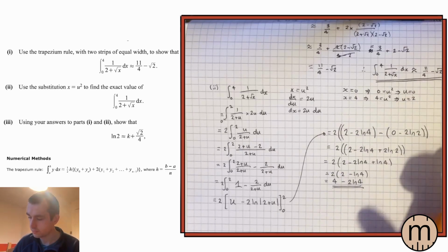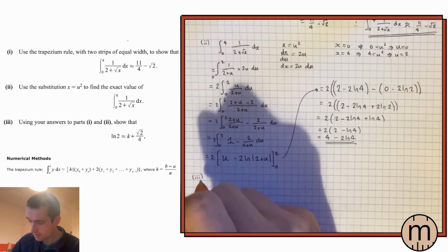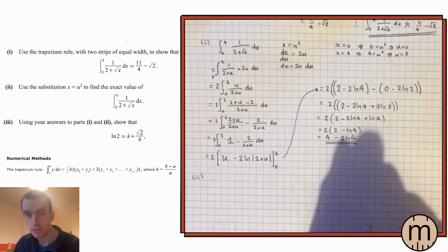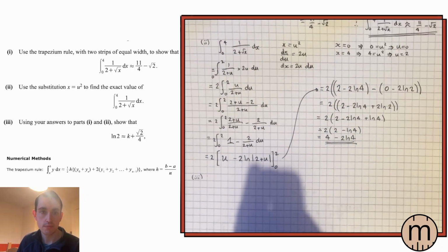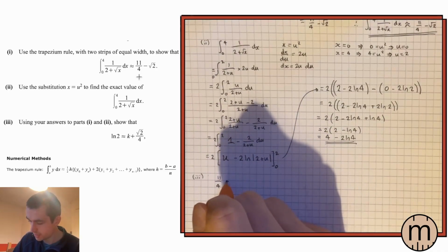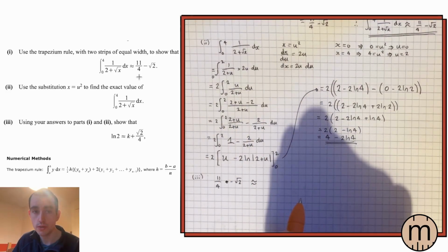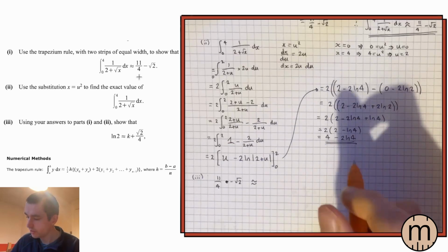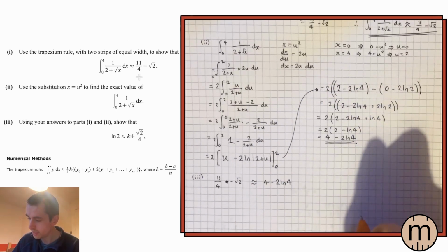If we now look at part 3, now we get to make the connection between ln 2 and the root 2. So the two integrals should be the same because they're the same integral. So that means that this 11 over 4 minus root 2 should be equivalent to the answer of the integral. So 4 minus 2 ln 4.